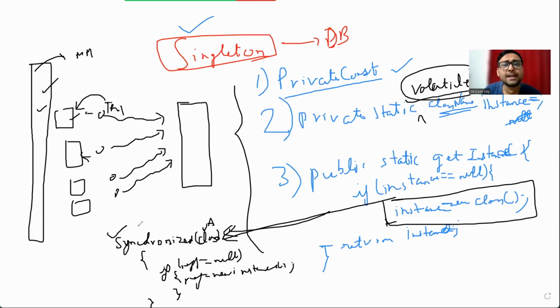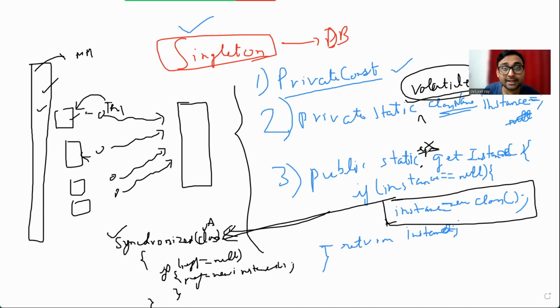Now the question will arise: why have I put synchronized over a block, not over a method? We can put synchronized over the method as well, right? public static synchronized getInstance. Here also we can write synchronized. That also is possible. But why are we not writing it on the method? Just think about it once.